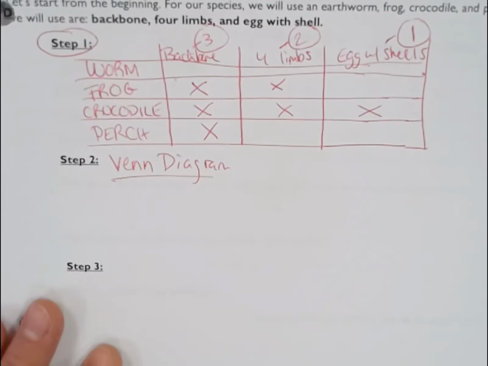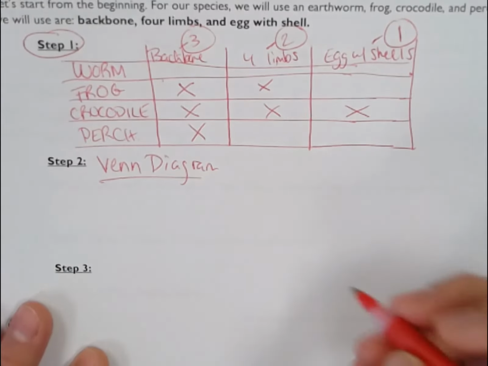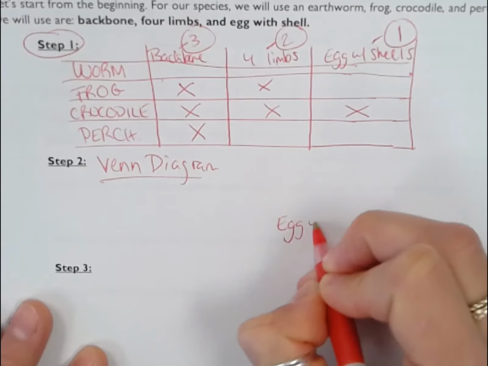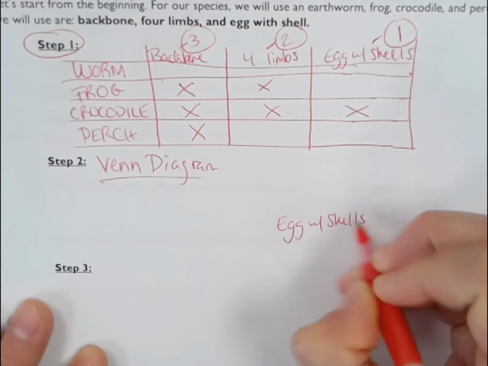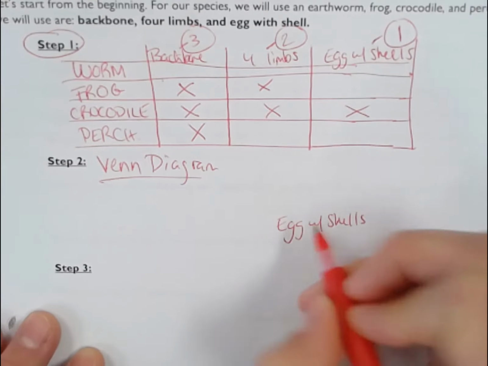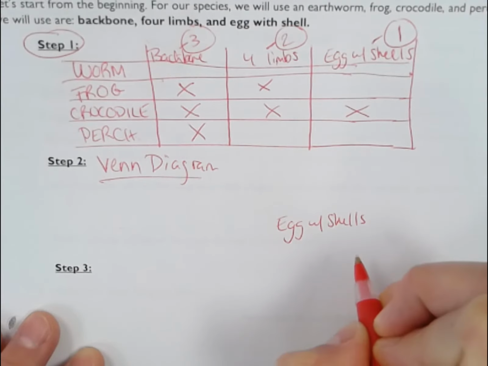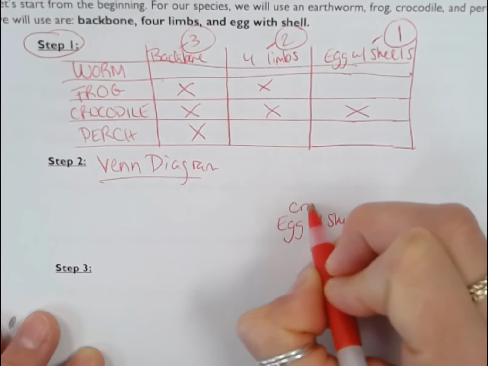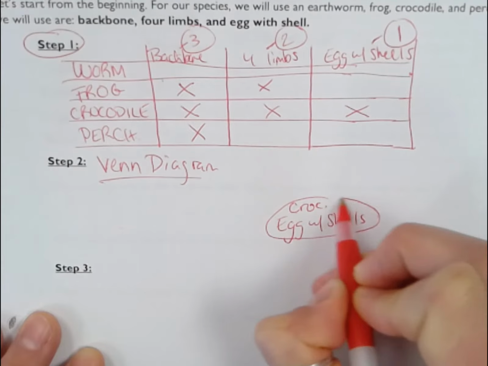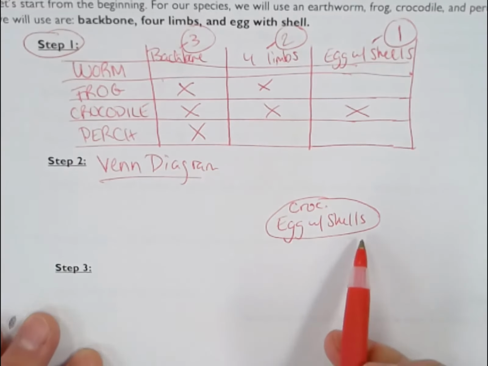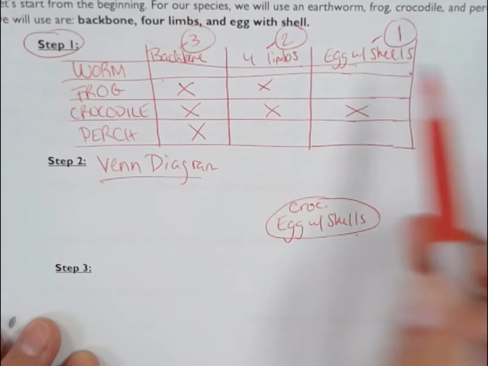Which one has the least amount of species that have it? The egg with shells. Okay? The eggshells. Who is the organism that is the only one that has the egg with shells? Good. So I'm going to write croc here, and I'm going to put a circle around it. This is the only organism that has eggshells, so it has to go in the middle. Egg with shells. Eggshells make sense too.